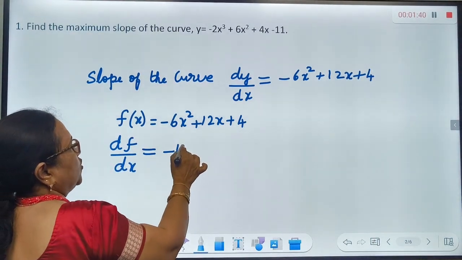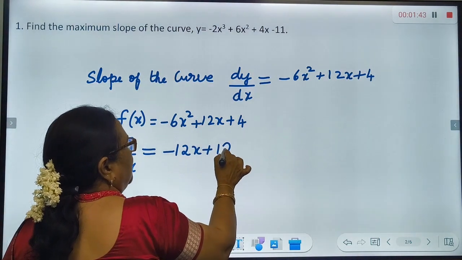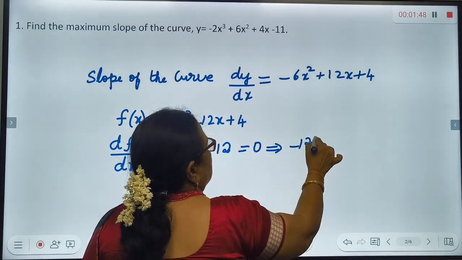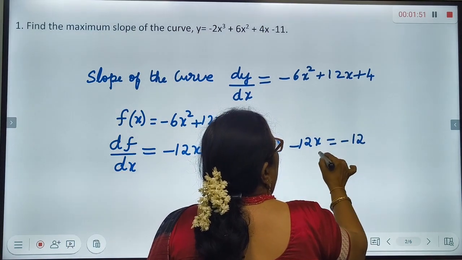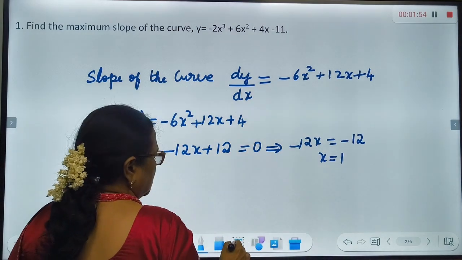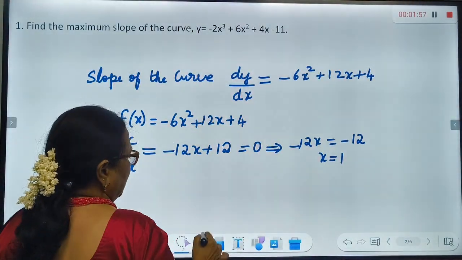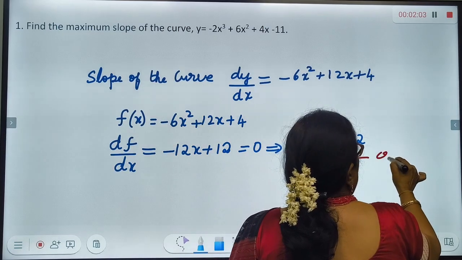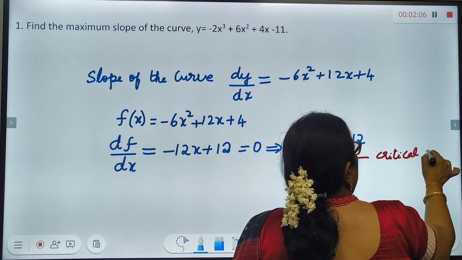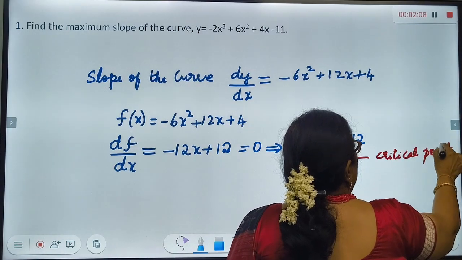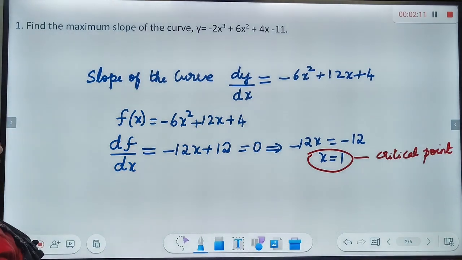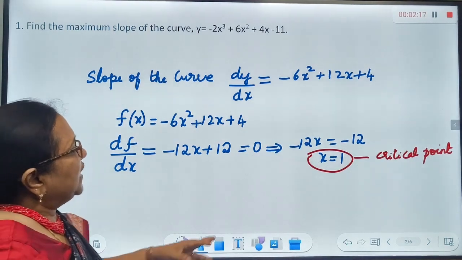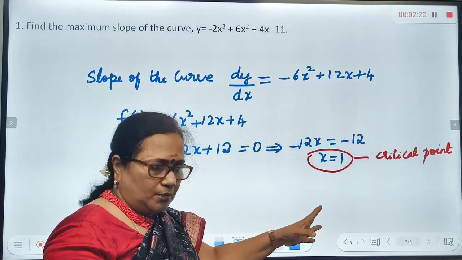Then what will I get? Minus 12x plus 12, which is equal to 0, implies minus 12x equal to minus 12, or x is equal to 1. This is the critical point. Now in order to prove this is maximum, we want to find out whether at x equal to 1 you have maximum or minimum.